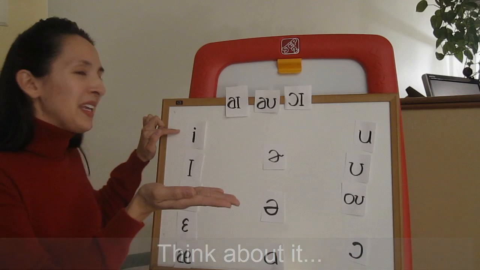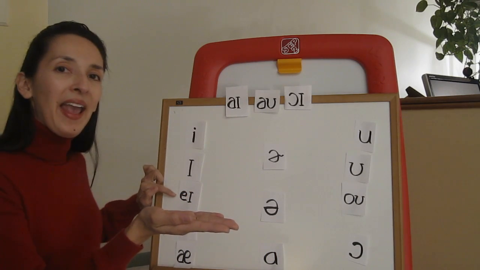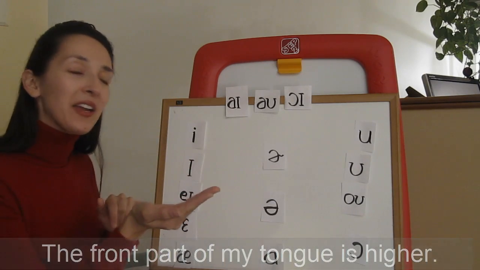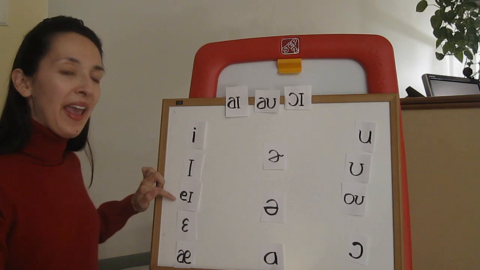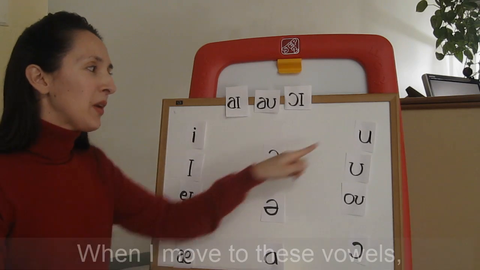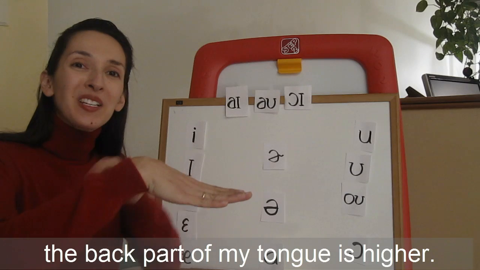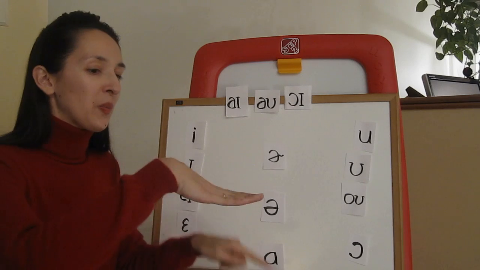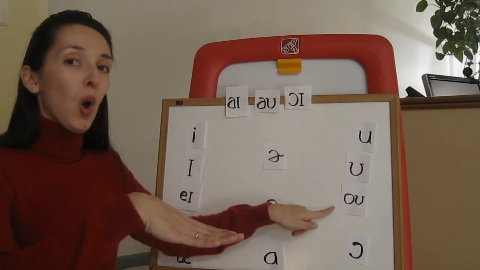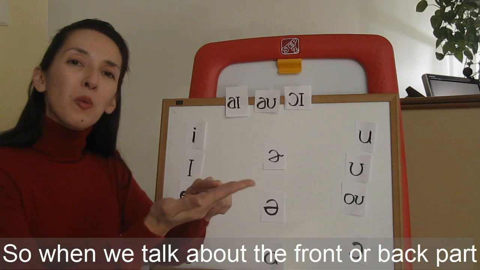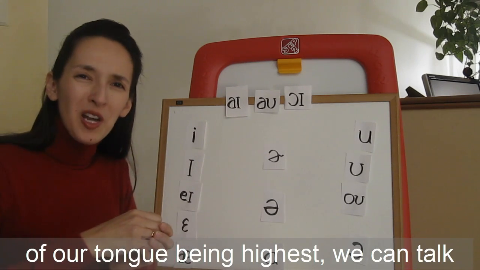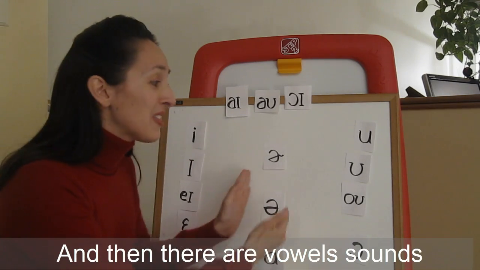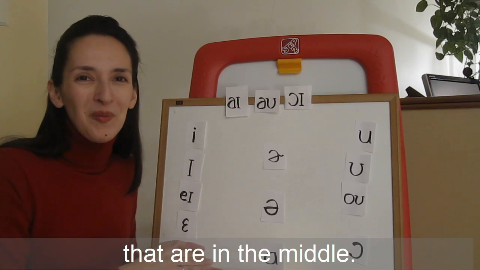Think about it. E, I, A, E, A. The front part of my tongue is higher. E, I, A, E, A. When I move to these vowels, the back part of my tongue is higher. U, O, A. U, O, A. So when we talk about the front or back part of our tongue being highest, we can talk about front vowels and back vowels. And then there are vowel sounds that are in the middle.